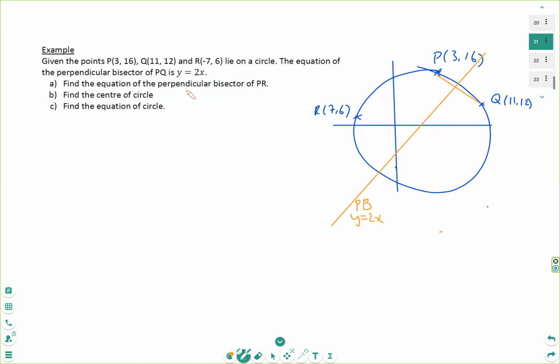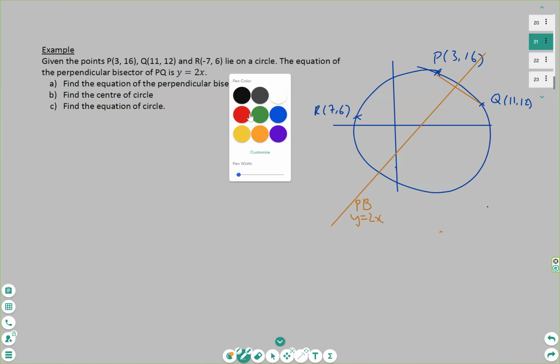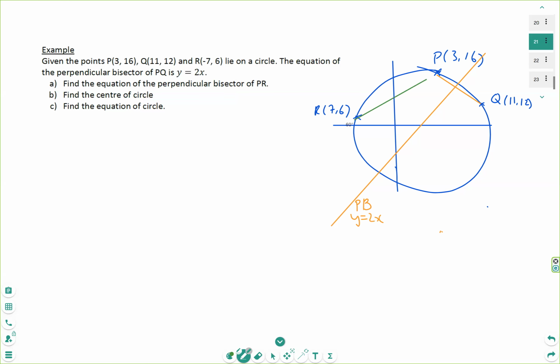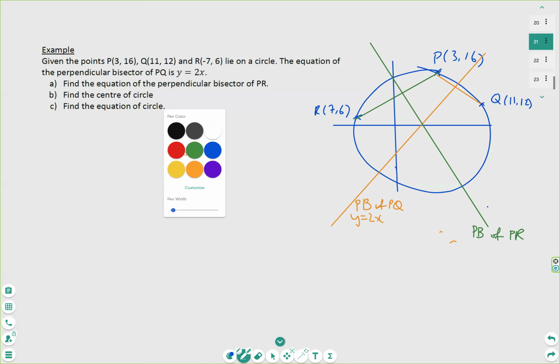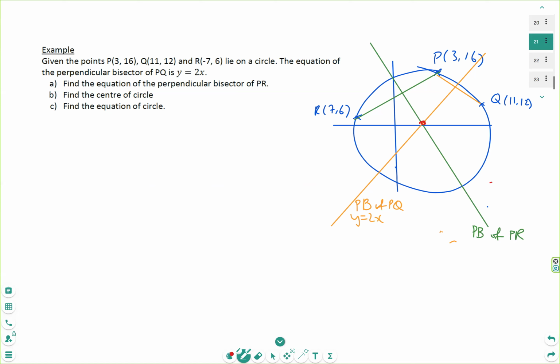Find the equation of the perpendicular bisector of PR. So I want to find the perpendicular bisector of PR. So this is PR. Perpendicular bisector means, yeah. Okay, so this is the PB of PQ. This is the perpendicular bisector of PR. I want to find the equation. Actually, because of the circle theorem, we know the two perpendicular bisectors will meet at the center of the circle. But anyway, what do we need to find?